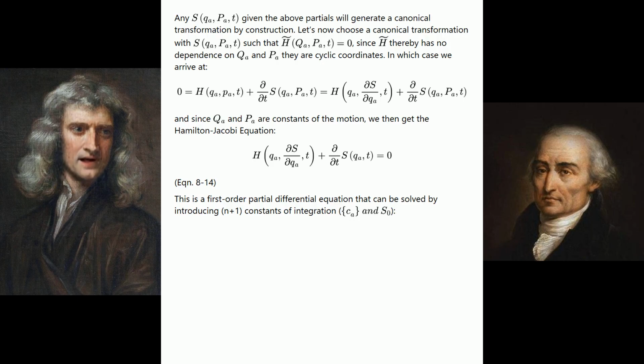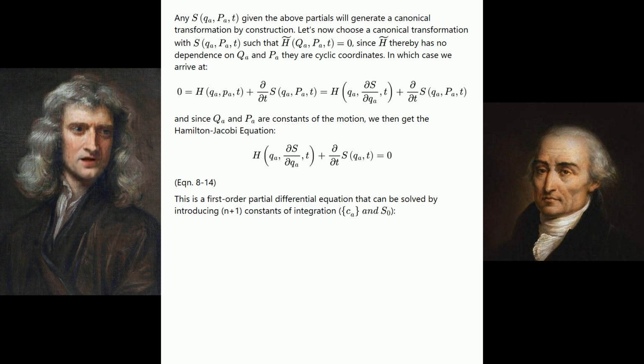canonical transformation by construction. Let's now choose a canonical transformation with S of q sub a, p sub a, t, such that h of q sub a, p sub a, t equals 0, since h thereby has no dependence on q sub a and p sub a. They are cyclic coordinates, in which case we arrive at the equation shown. And since q sub a and p sub a are constants of the motion, we then get the Hamilton-Jacobi equation.